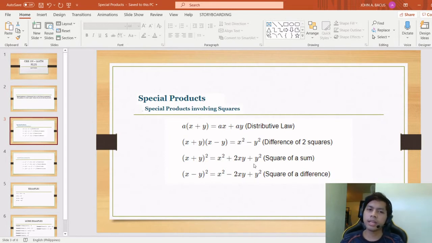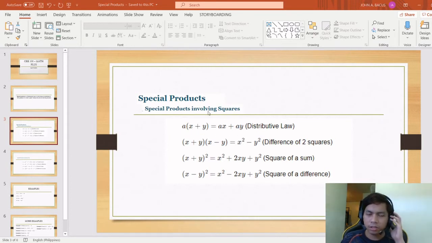The first one is special products involving squares. Under that, we have the distributive law. If you can see here, a times (x plus y), you just distribute the following. So a multiplied to x, then plus, because this is positive times positive, then multiply a times y. That's equivalent to ax plus ay.